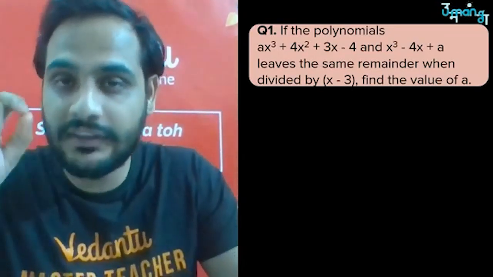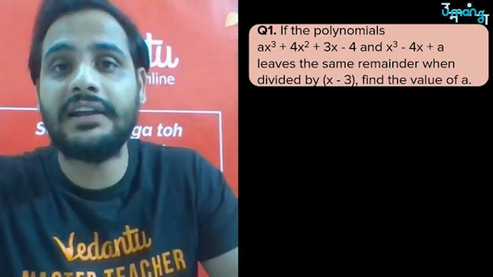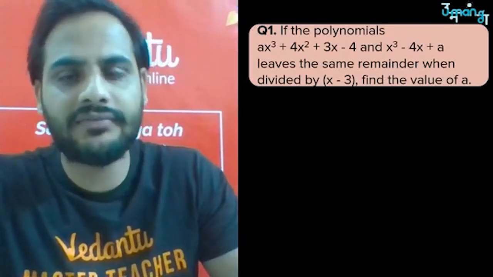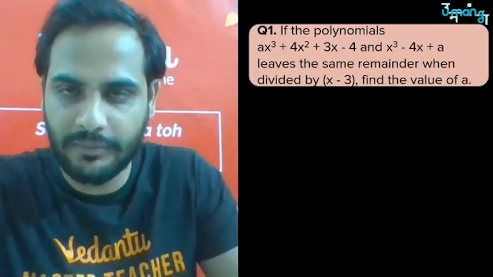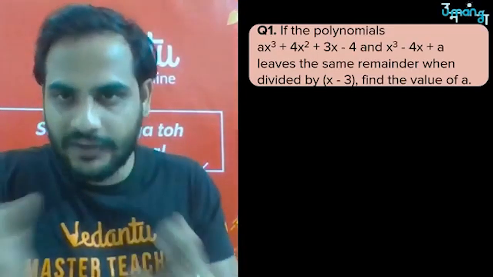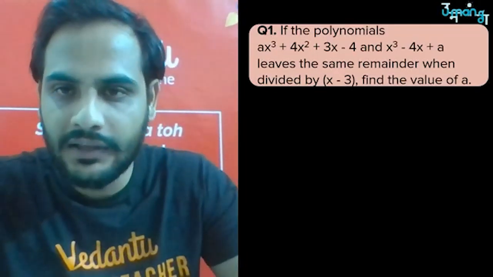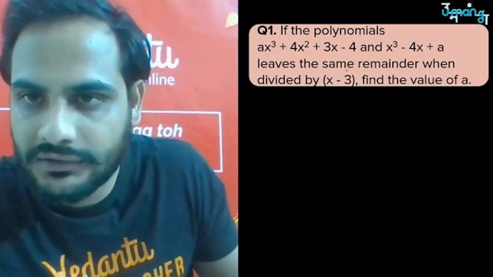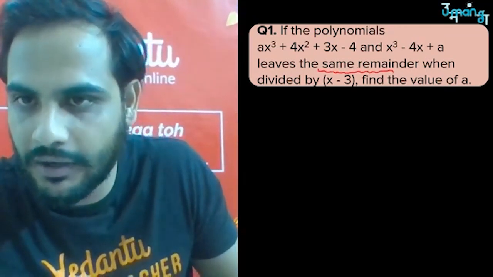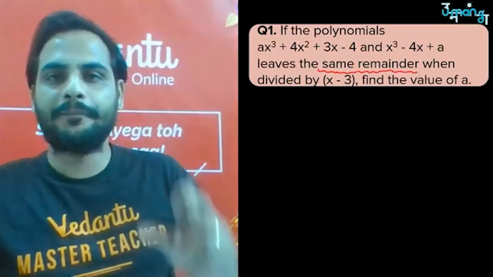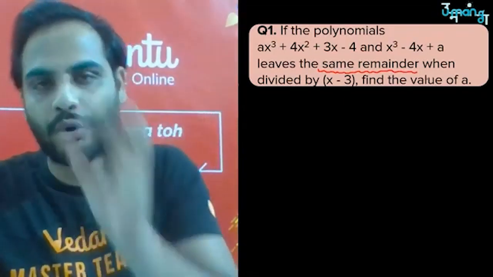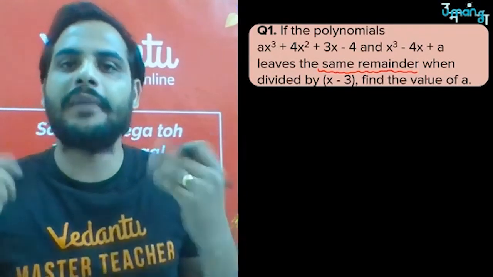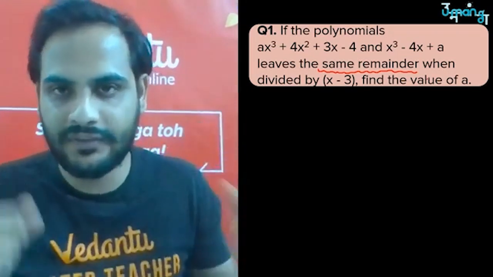They are asking us to find the value of a, and once we find a, we can easily tell what the remainder is going to be. If you see carefully, the question revolves all around the remainder. They leave the same remainder. So let's use the remainder theorem in both cases and see whatever remainder we are getting, and then at the end we will make them equal because the remainder has to be the same.